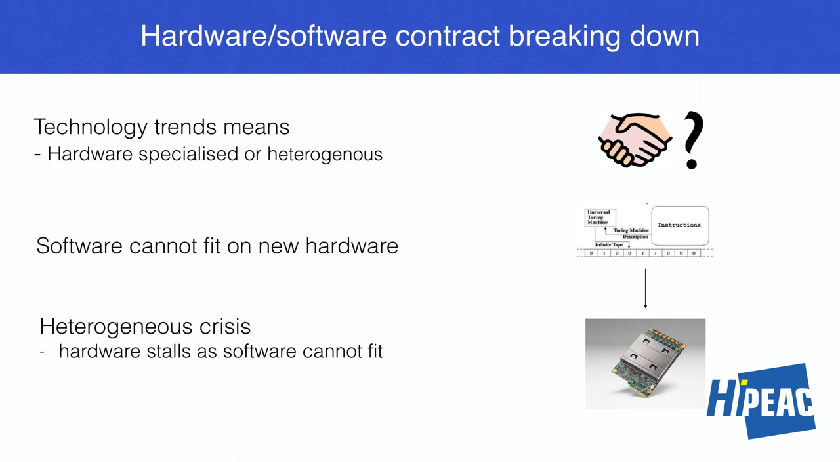So I think it comes as no surprise that technology trends mean hardware is going more specialized or heterogeneous. We heard yesterday's keynote about all those abstraction layers. If you have lots of abstraction layers, which makes things general, it's great, but it's actually inefficient. If you specialize your hardware and your software stack for a particular application, for a particular thing, you can get massive performance improvement.